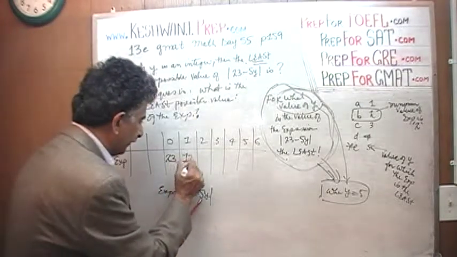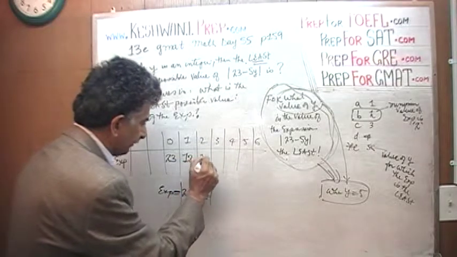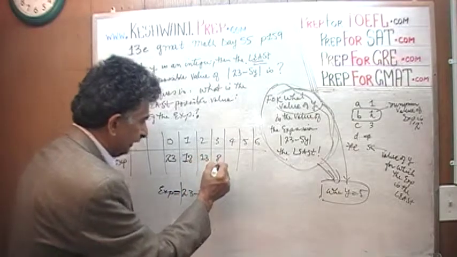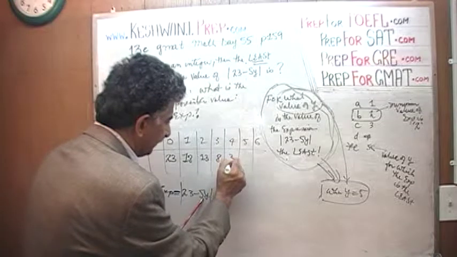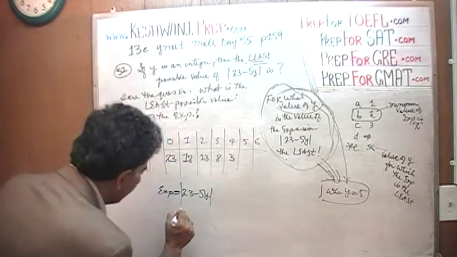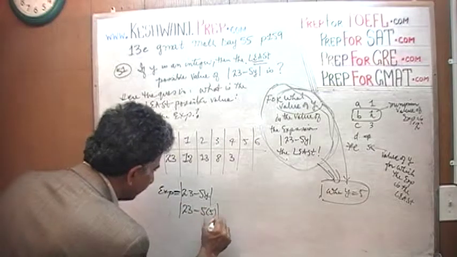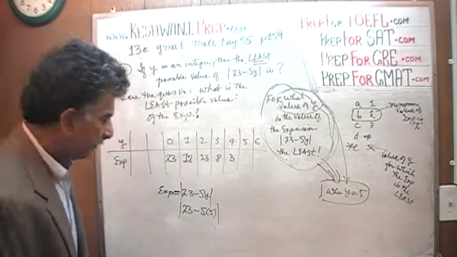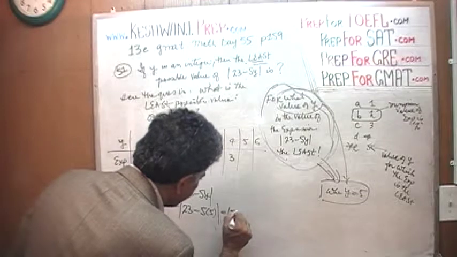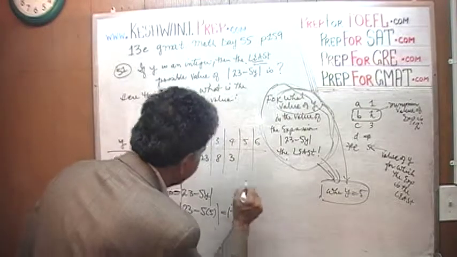We already did all of this. 18 is going to be 5 less than that, which is going to be 13. It's going to be 5 less than that, which is 8. It's going to be 5 less than that, which is going to be 3. And finally, when the value of y is 5, 5 times 5 is 25, and the absolute value of 23 minus 25, which is negative 2, is positive 2.